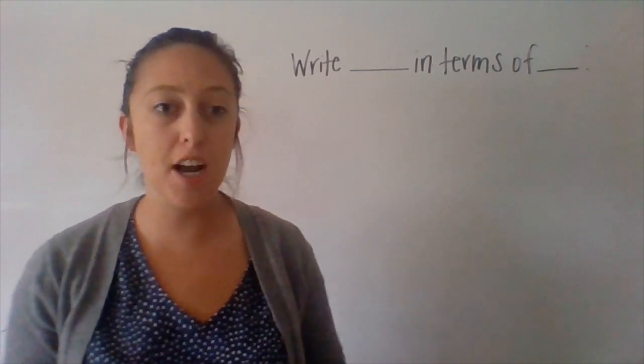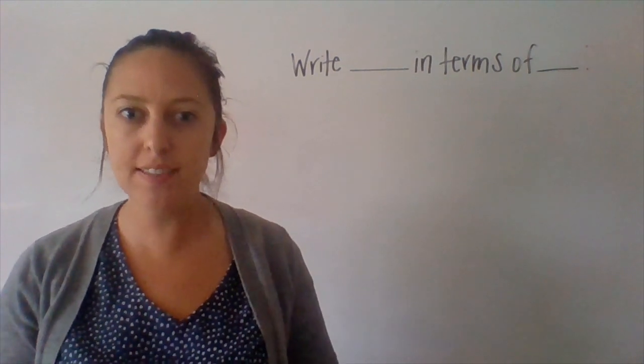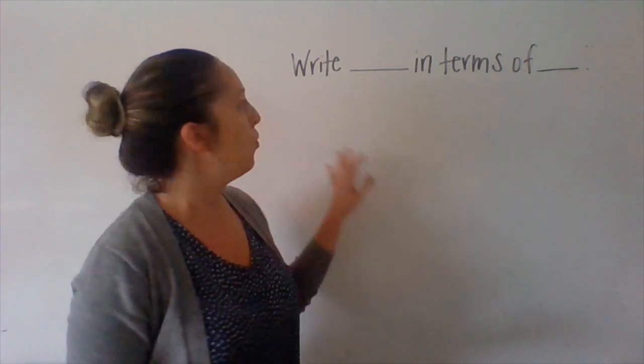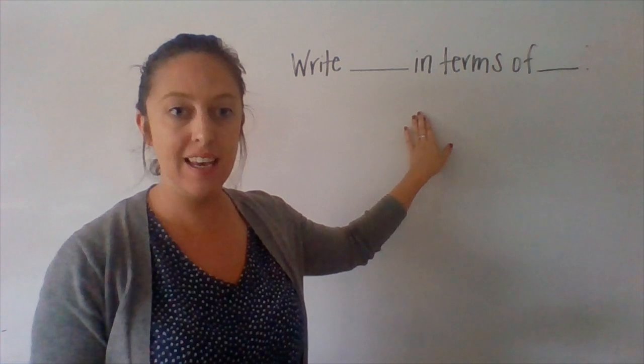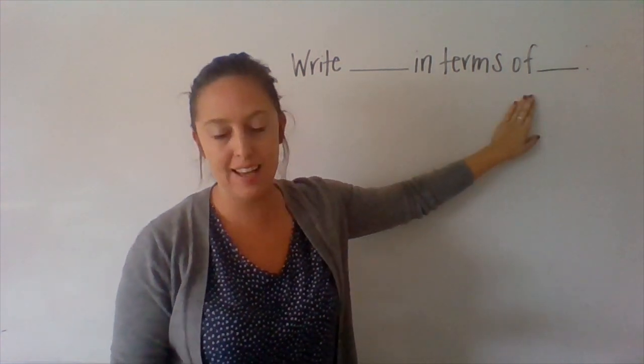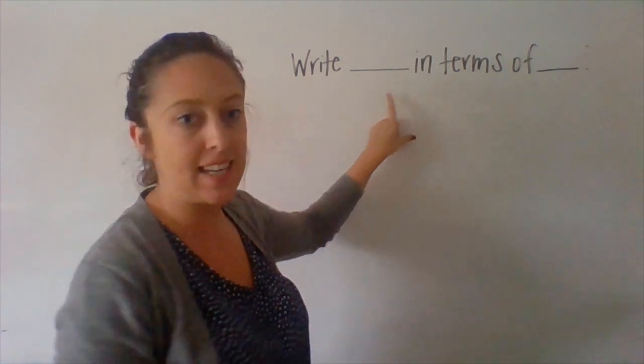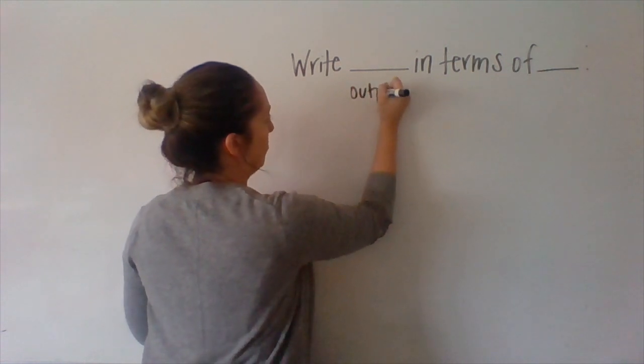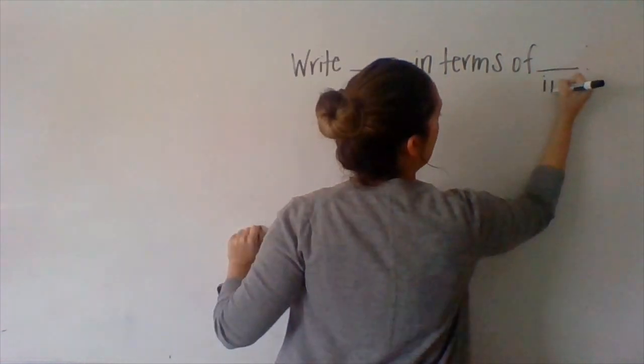All right, the first thing we're going to talk about is a little bit of vocabulary that you might have seen before, but making it really clear. When you see this phrase, write blank in terms of blank, what that means is that this is your output and this is your input.